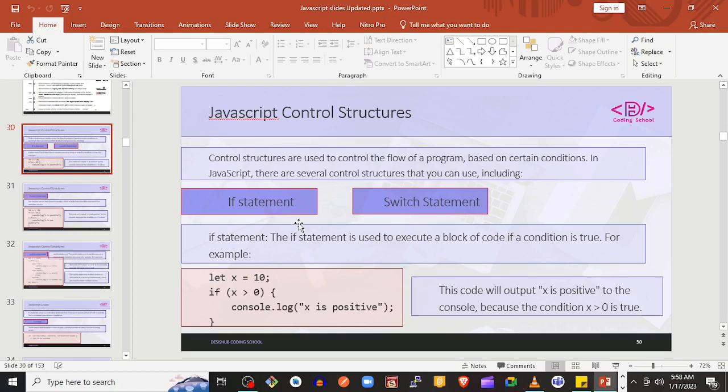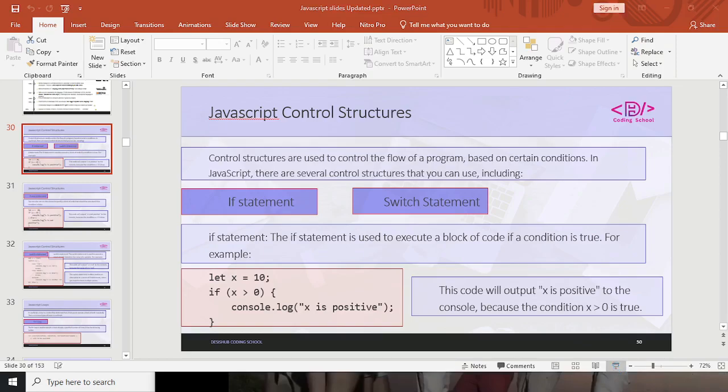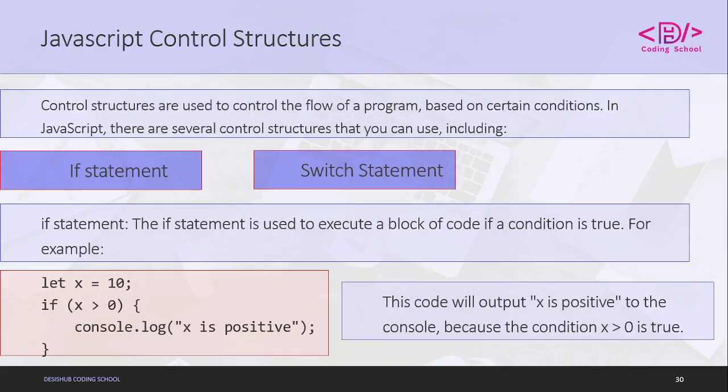Okay, so let's start. In the first place, what are the control structures? The control structures are used to control the flow of a program based on certain conditions. In JavaScript, there are several control structures that you can use, and the most common ones are the if statement and the switch statement. And if you remember very well, in the last video we talked about the if statement.